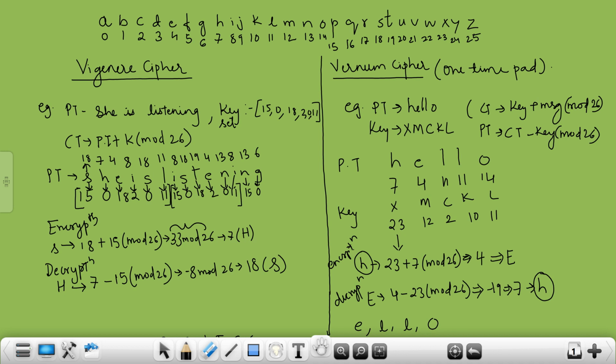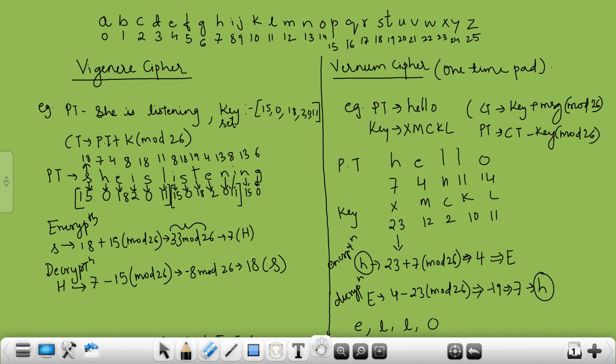Starting with Vigenere cipher, then we will learn what is Vernam cipher, and then we will learn what is affine cipher. Followed by them, we will learn the Hill cipher and ADFGX, and the last one will be pseudo-random bit generator.